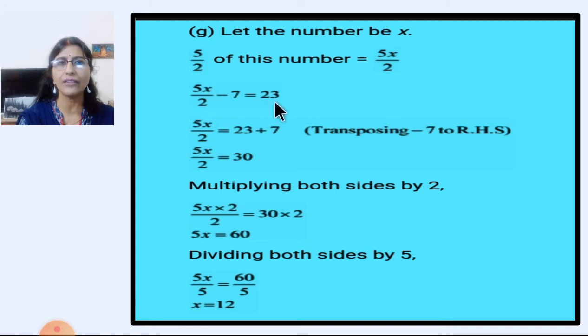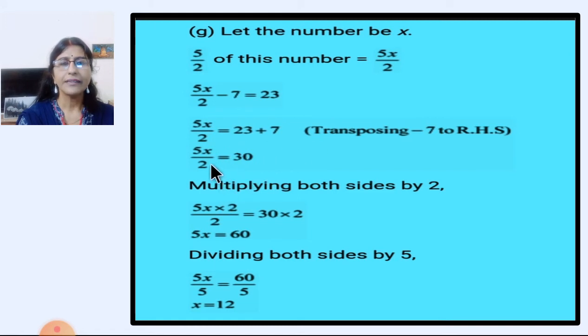Now you know how to solve it. We will keep this term over here because it has the variable x, and this we will take to the other side. First we will write down the number which is on the right hand side. So that is 23, and this 7 you will take to this side. It will become positive 7. And then 5x upon 2 equals 23 plus 7, which is 30.